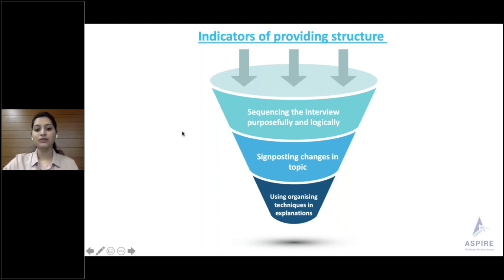So what is the indicator for providing structure? Sequencing the interview purposefully and logically. This is very important because this is one of the major things that they assess you on. It is the responsibility of the healthcare professional to maintain a logical sequence. An ordered approach to organization helps both professional and the patient in efficient and accurate data gathering and information giving. So this needs to be balanced.